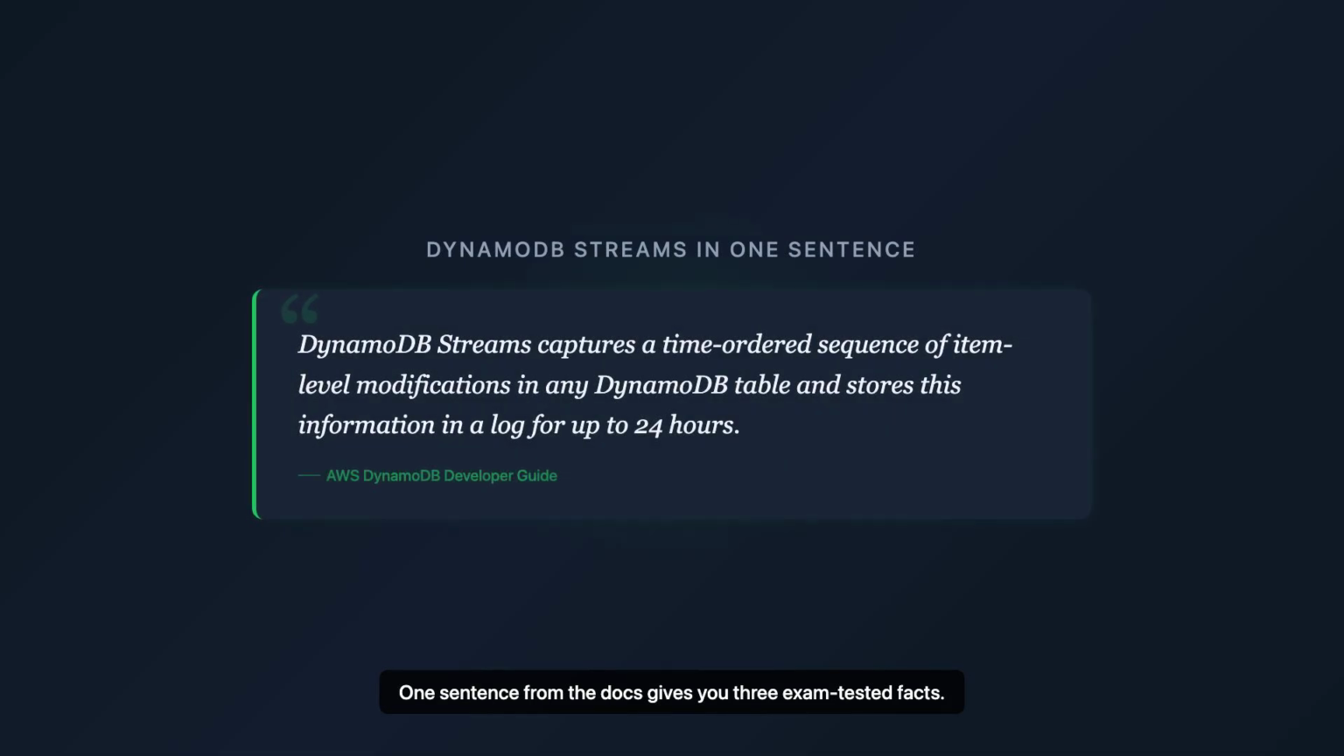One sentence from the docs gives you 3 exam-tested facts. Streams is time-ordered, meaning changes come out in the order they happened. It's item-level, meaning you see each individual insert, update, and delete, not just batches.